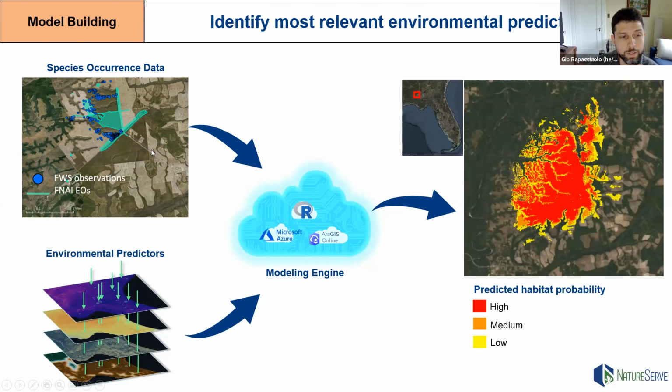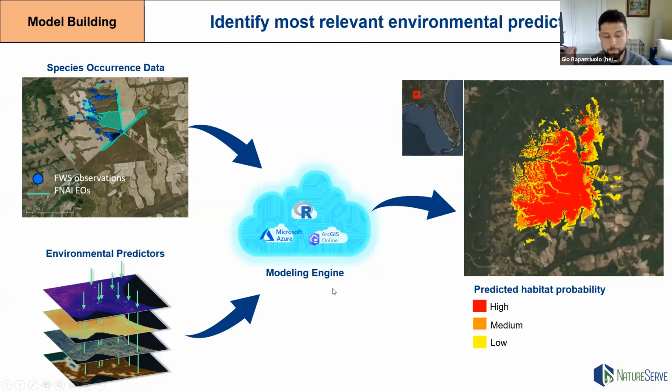But the input species occurrence data is combined with environmental predictors from across our very large library of high resolution, 30-meter resolution environmental predictors, and for the relevant area. So we have this very large library of environmental predictors that we will use to essentially characterize what the environment looks like at locations where the species has been detected.